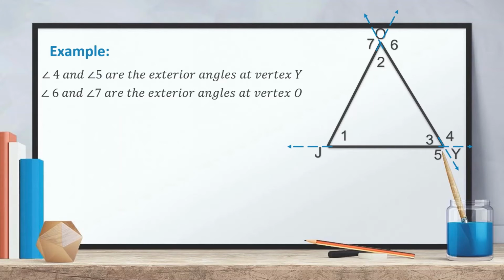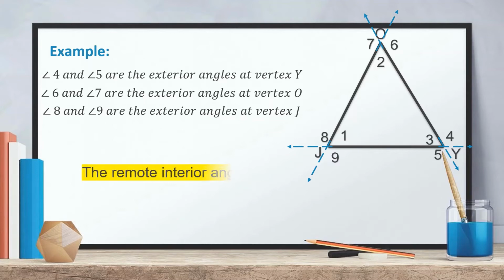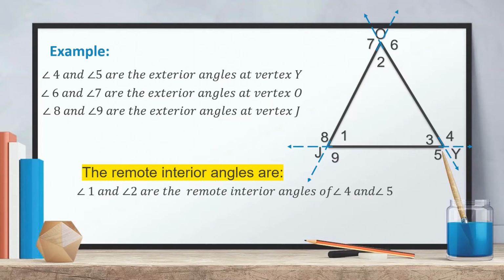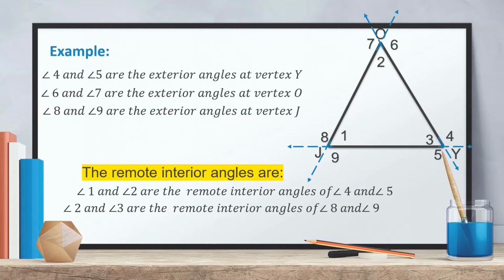And when JY is extended at vertex J, you will form angle 8. When JO is extended at vertex J, you will form angle 9. So angle 8 and angle 9 are the exterior angles at vertex J. With these exterior angles, we will have the remote interior angles. Angle 1 and angle 2 are the remote interior angles of angle 4 and angle 5. And angle 2 and angle 3 are the remote interior angles with respect to angle 8 and angle 9. Also, angle 1 and angle 3 are the remote interior angles of angle 6 and angle 7.